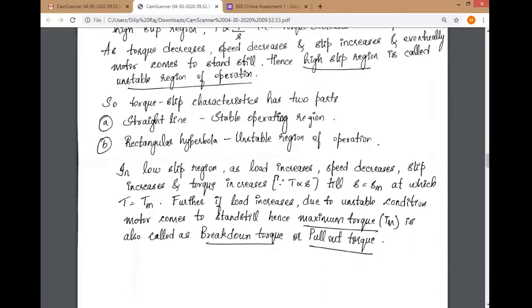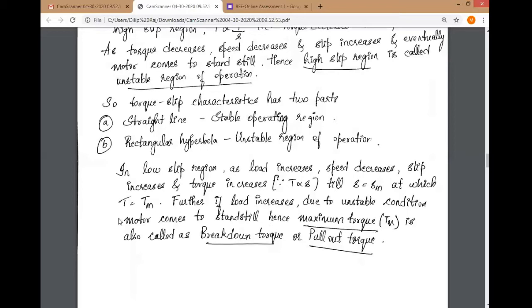If slip increases, the torque also increases. Why? Because torque and slip are directly proportional. So according to the load requirement, torque has to be developed. So here torque is increasing with respect to the increase in load. This occurs till the S value is equal to Sm, at which the torque will be the maximum torque. Further, if the load is increased, then it shifts to the unstable condition and the motor will come to standstill. That is because the maximum torque is called the breakdown torque or the pull out torque.